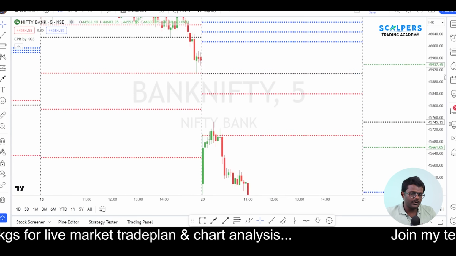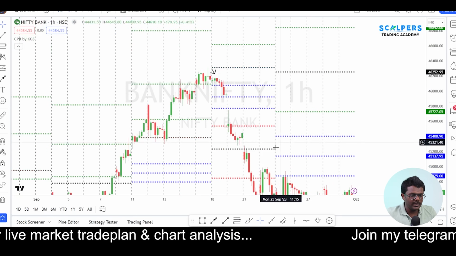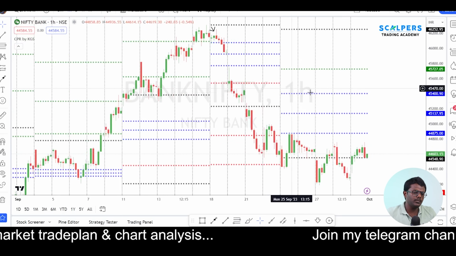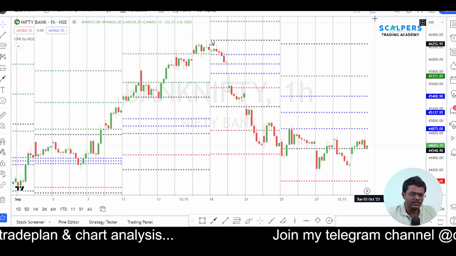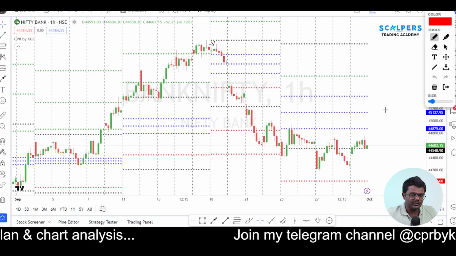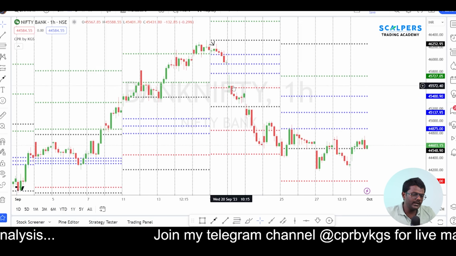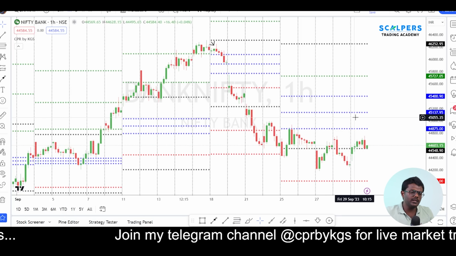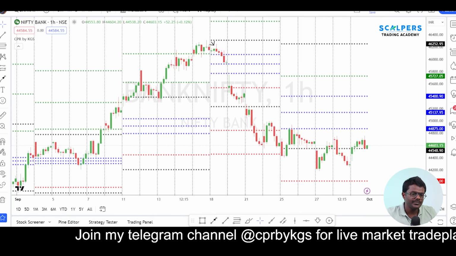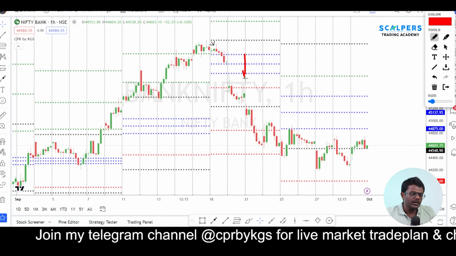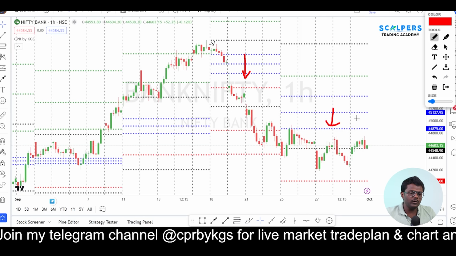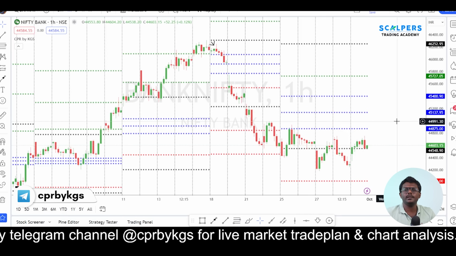The next day, there is a huge gap down opening, and I can see the market is trading below weekly CPR levels. Now from 19th September, I hope it's 20th September. So from 20th September till the month end, the market was trading below weekly CPR only, right? So now what I would do, I will look for short opportunities only.